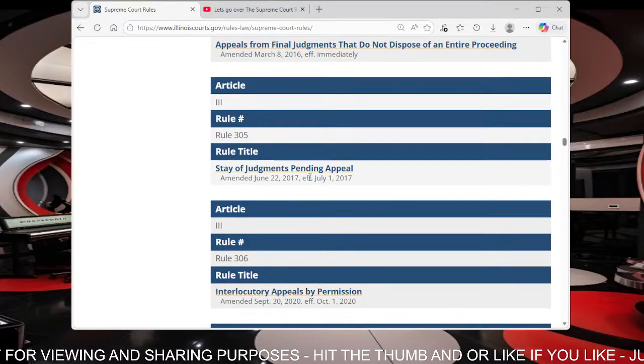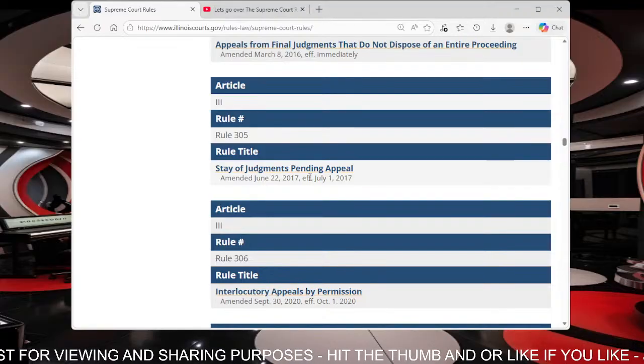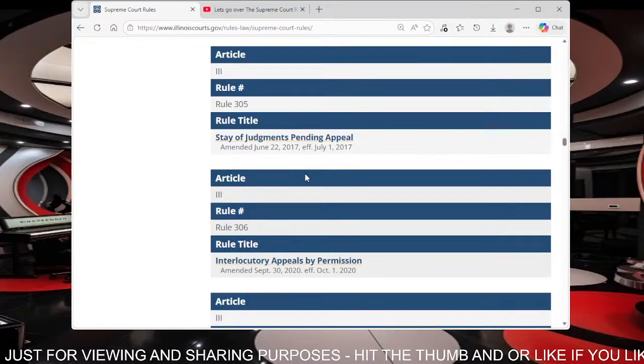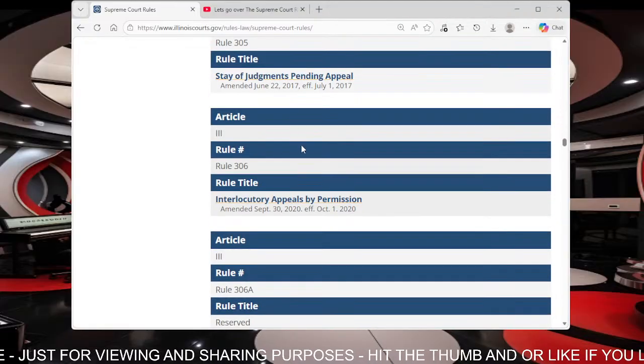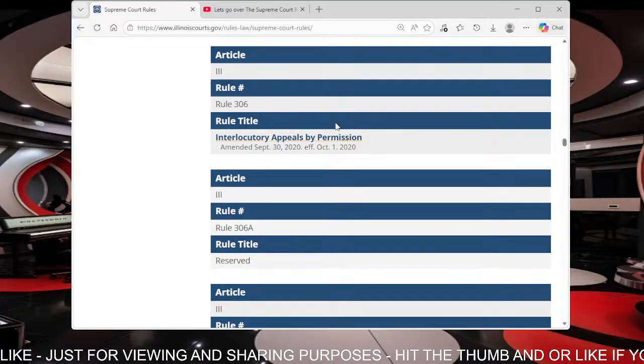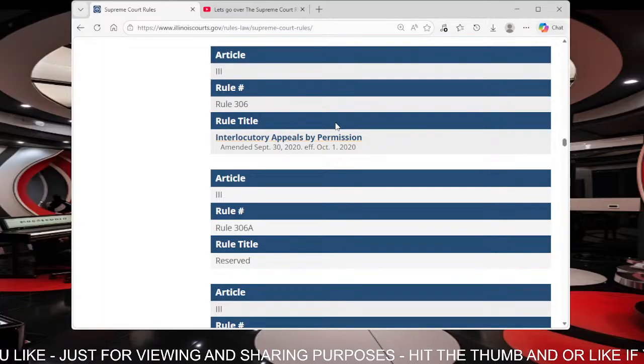Rule 305, stay of judgments pending appeal. Oh, wow. 306, interlocutory appeals by permission.